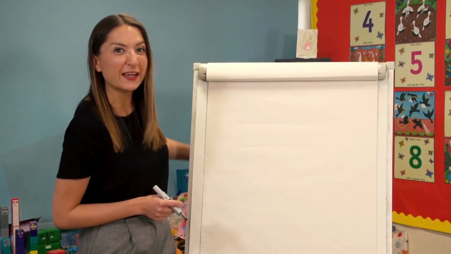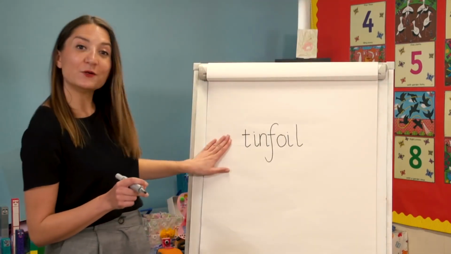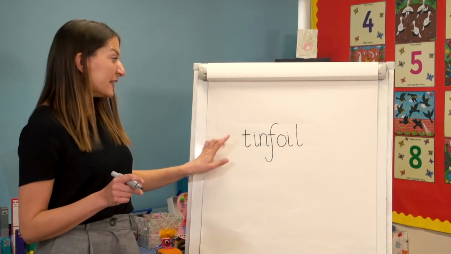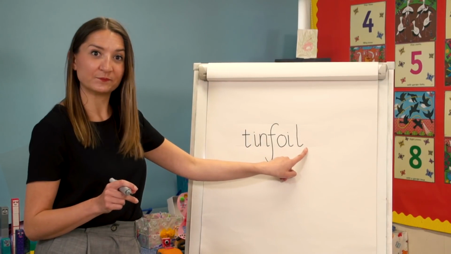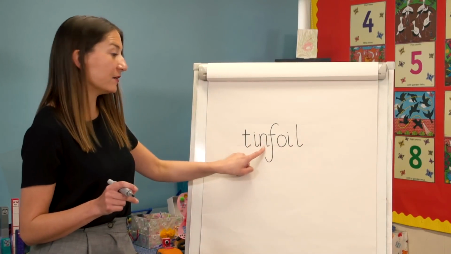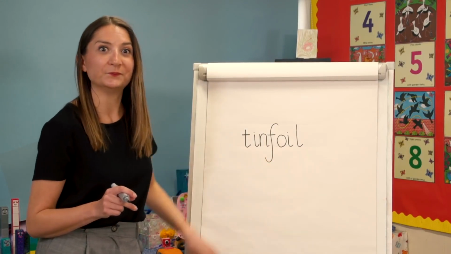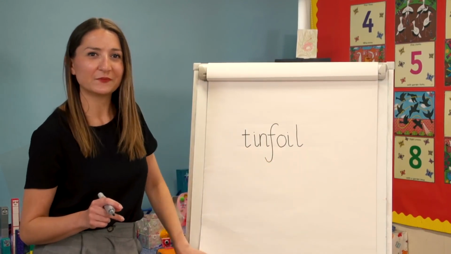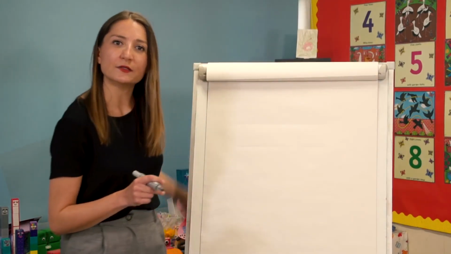Okay, shall we check our spelling? Does your word look the same as mine? Did you get all 6 sounds? T, i, n, f, oi, l. Well done. Okay, now let's spell some tricky words.